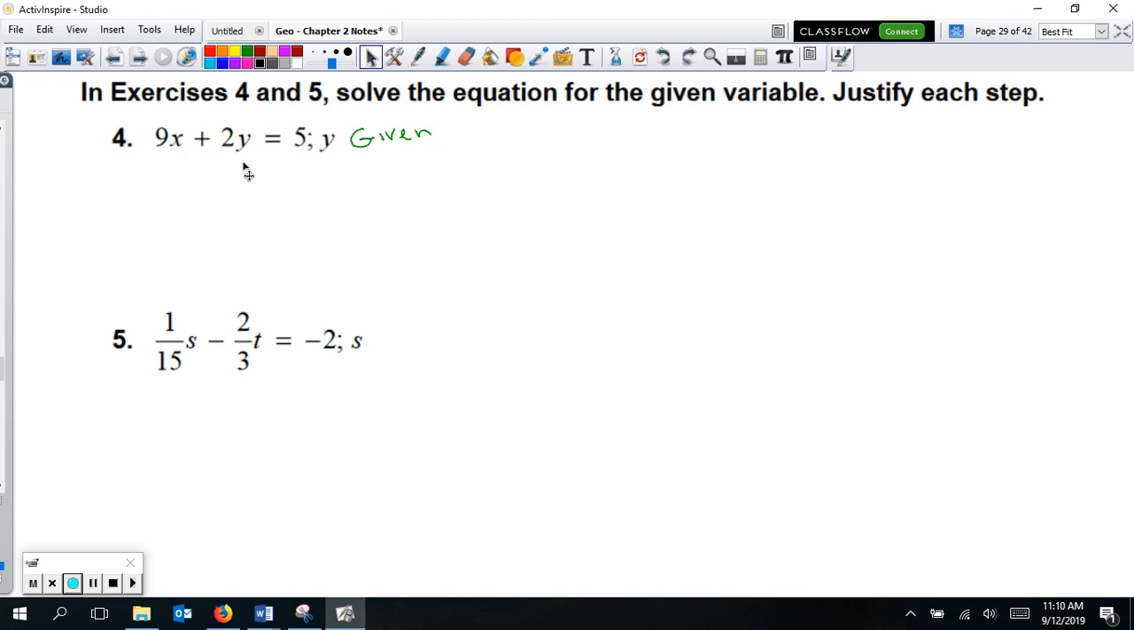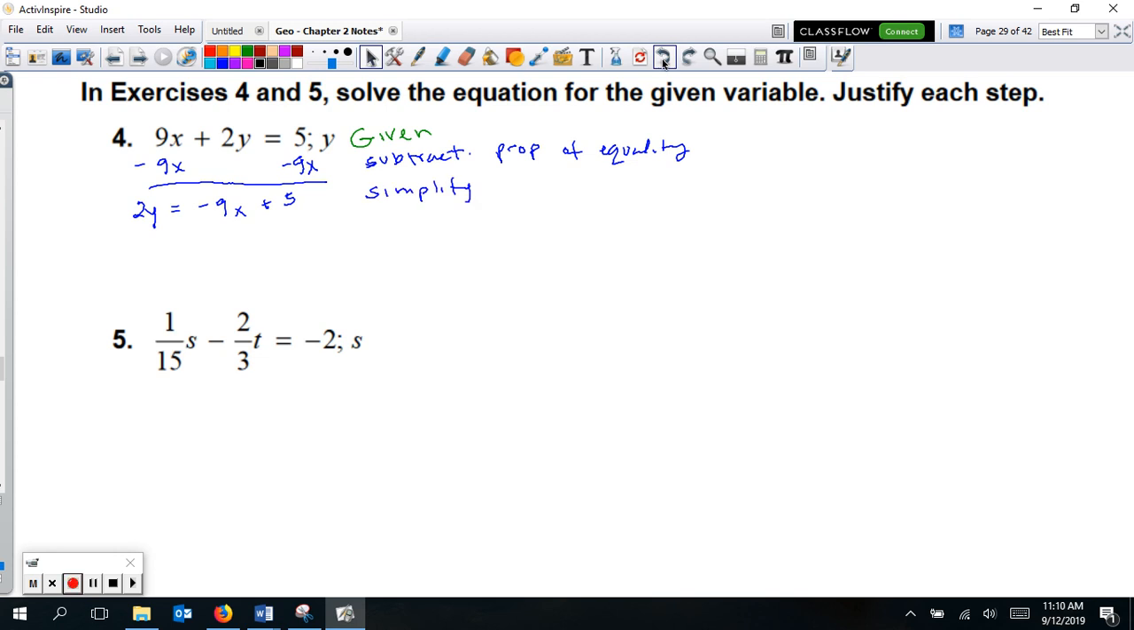And then we're going to start by solving for y by moving our 9x to the other side. So I got to subtract 9x from both sides, and that's just the subtraction property of equality when I do that. And then when I actually do the subtraction, it'll now say 2y is equal to negative 9x plus 5. And I'm just going to call that simplify, just simplified the equation.